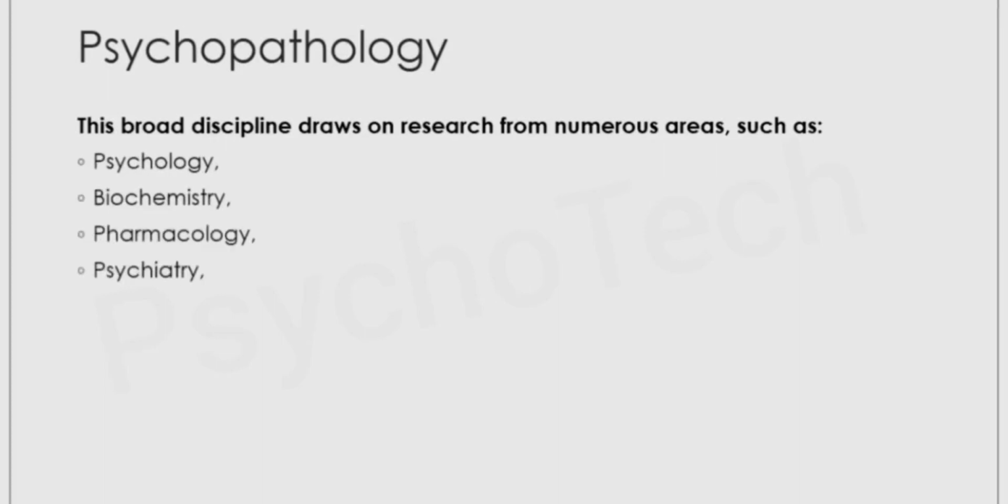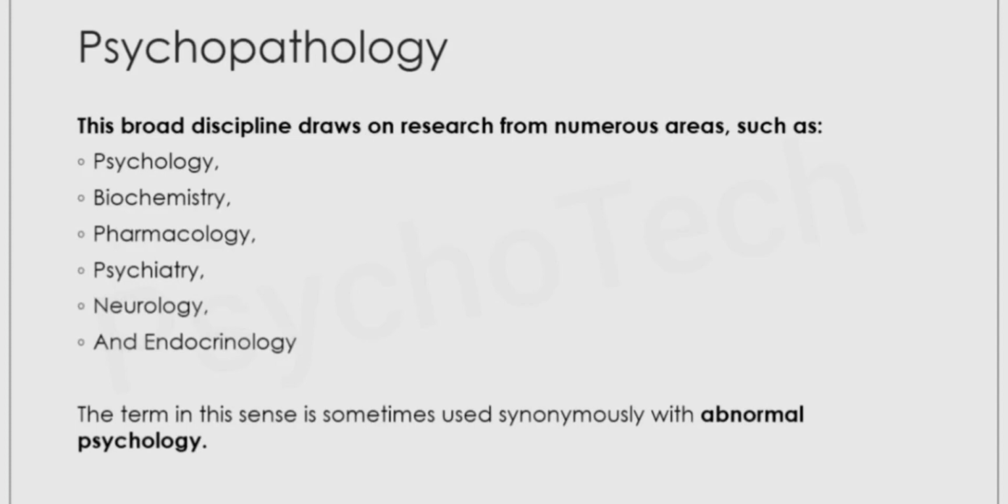Further, this broad discipline draws on research from numerous areas such as psychology, biochemistry, pharmacology, psychiatry, neurology, and endocrinology. The term in this sense is sometimes used synonymously with abnormal psychology. Till now, we have discussed in brief about mental disorders and psychopathology. Now let us discuss types of psychological disorders.